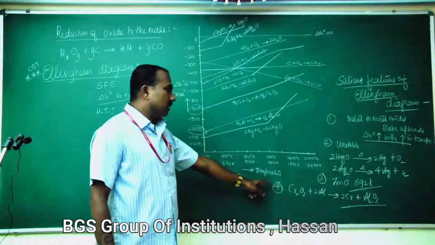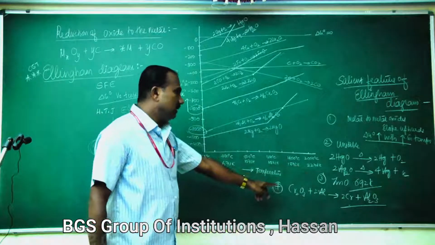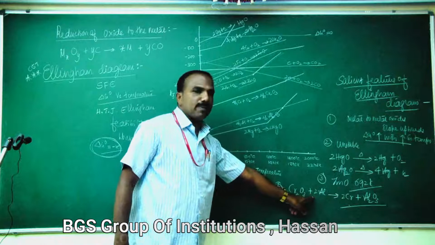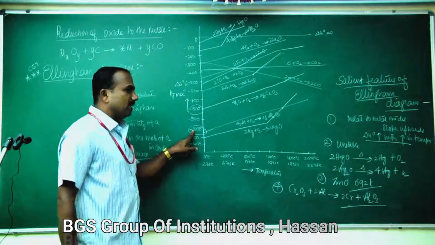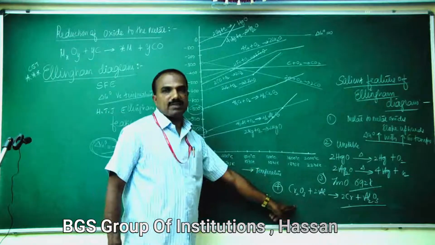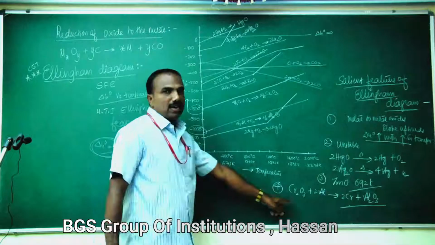So the graph for the formation of chromic oxide, which is reduced by aluminum, because aluminum is having lower delta G naught when compared to chromic oxide, which is having higher delta G naught. Okay, this is important. I have told.